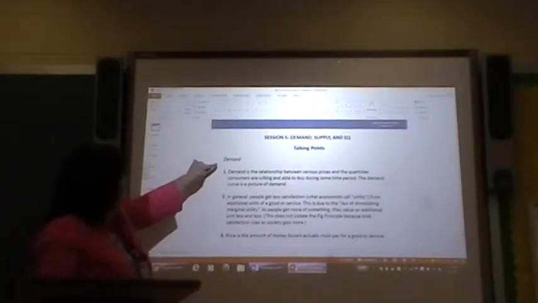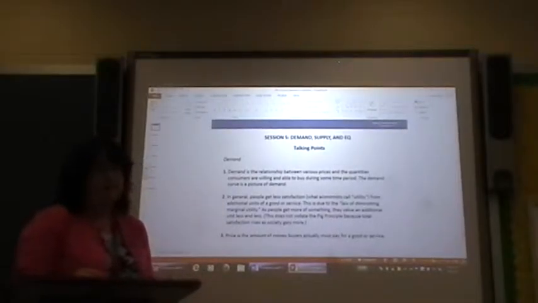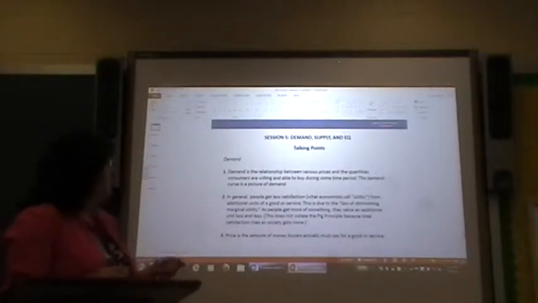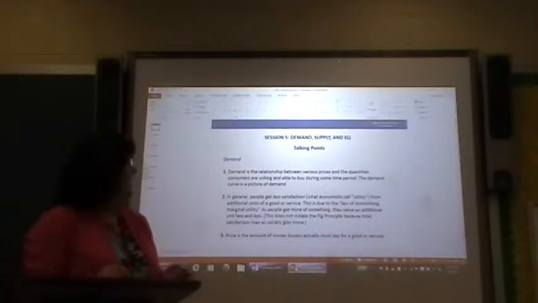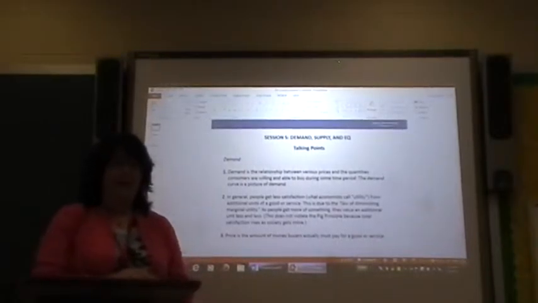So when we talk about demand, demand is a relationship between various prices and the quantities consumers are willing and able to buy during some time period. The demand curve is just a graph or a picture of the demand.